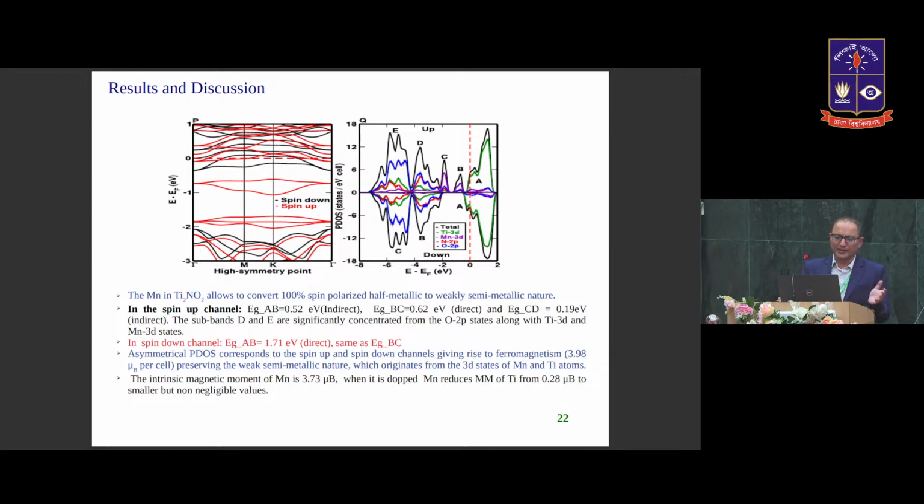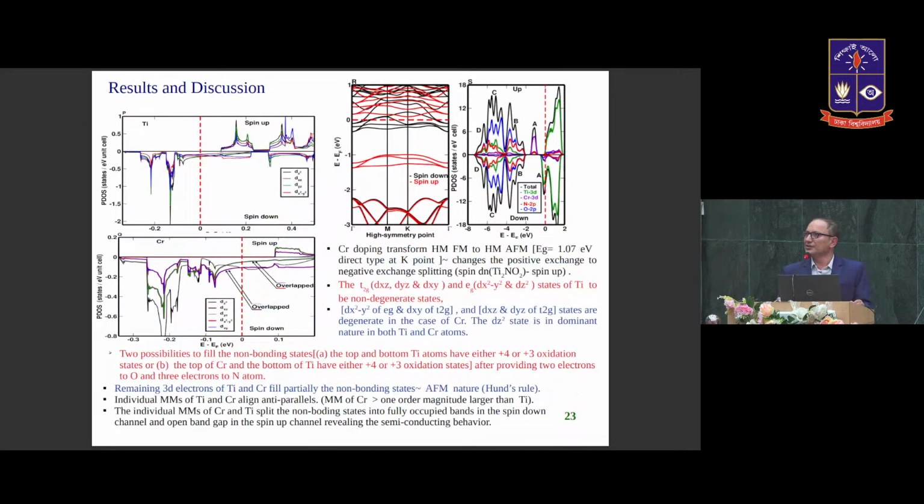Now the intrinsic magnetic moment of Mn is 3.73 μB, which actually reduces after doping, and that reduces the magnetic moment of Ti by 2. Very few. It reduces, and these are the band structures of the chromium doping, and chromium doping transforms the half metallic ferromagnetic to half metallic antiferromagnetic case. But here, if we observe very closely, anyway, it gives the antiferromagnetic as a whole.